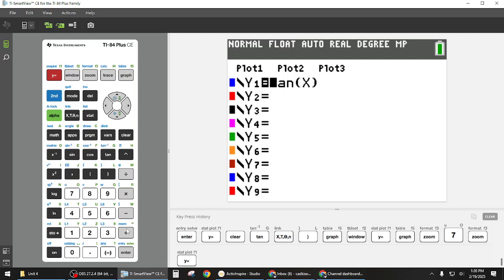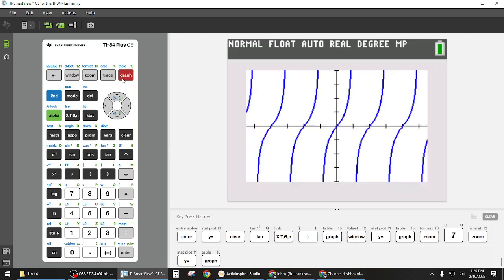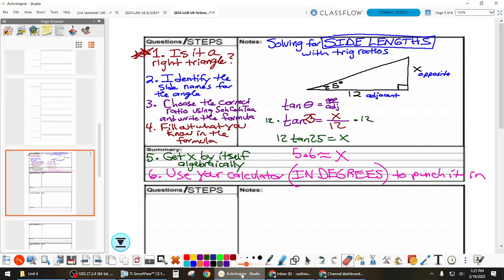Then try, I don't know what's going on there. It's really itchy. And then go enter tangent, and you'll probably have to do zoom 7. Anyway, isn't it a weird looking thing? It's because each time you get closer and closer to the next, where the denominator is 0, it blows up in both directions. So anyway, just thought that was interesting to show.